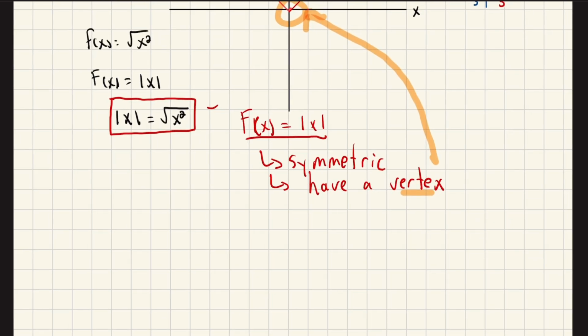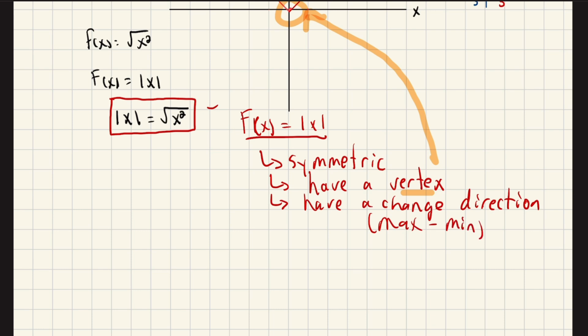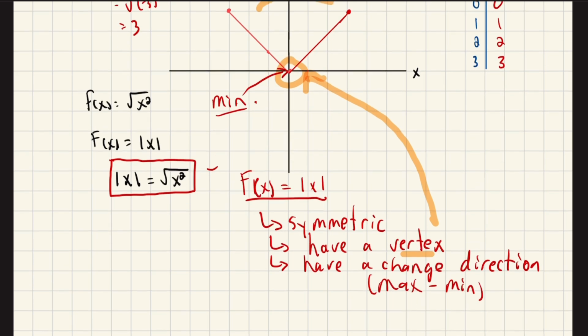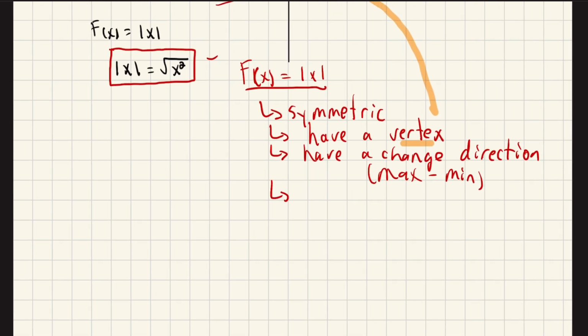We can see that they have a change in direction. So they have a minimum and a maximum, and they can open down or open up. And so in this case, if it opens upwards, then this would be a minimum value. And then, like our quadratic functions, they respond to transformations in a very similar way.